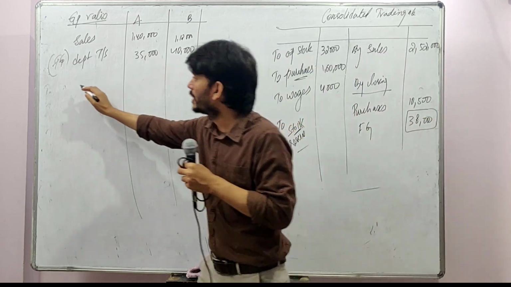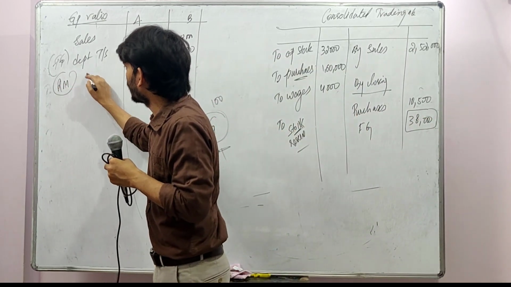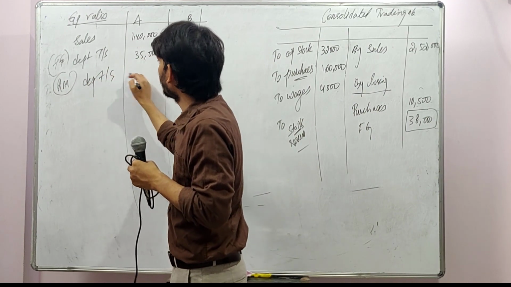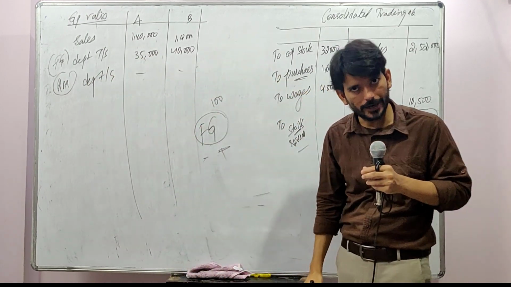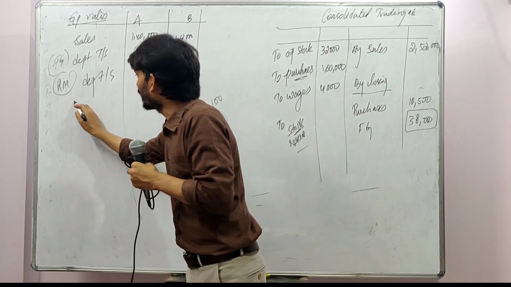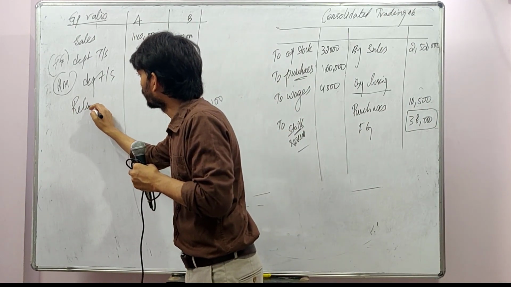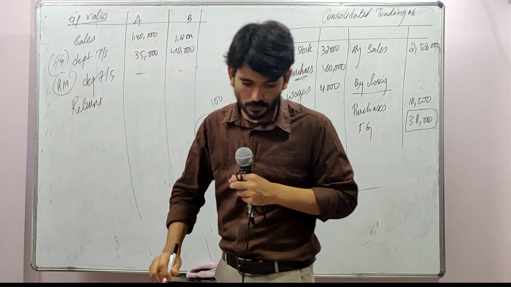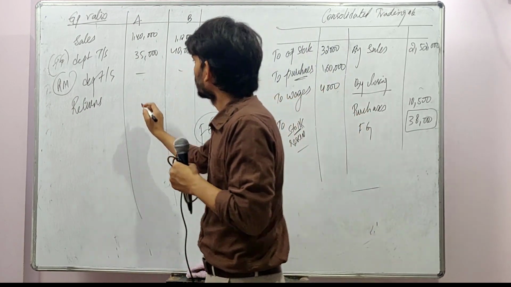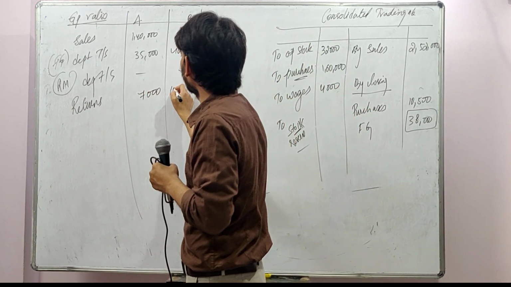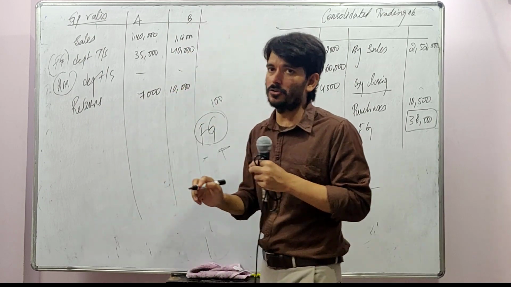So I am not considering this raw material transfer at all. Now there are also returns, which are also given in the question. We have discussed a lot. 7,000 and 10,000. So from which angle should you see?